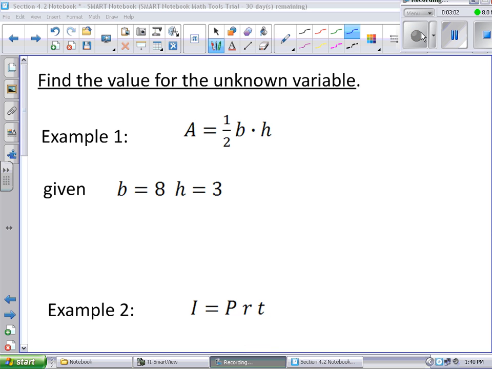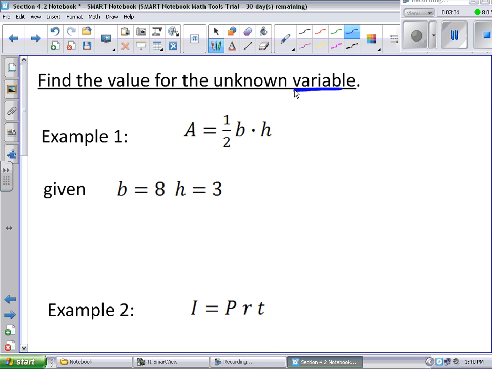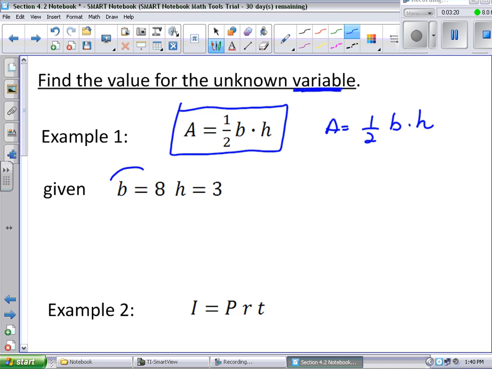Find the value of the unknown variable. Example 1. Area is equal to 1/2 the base times the height. This is actually the formula for the area of a triangle. There are three variables, area, base, and height, and we're given the information on two of them, so the third one will be easy to find.